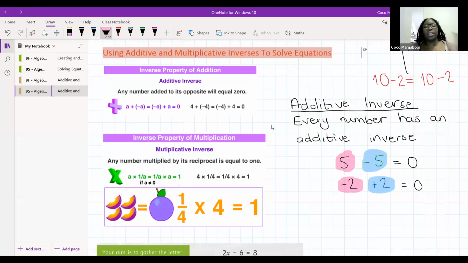Yes, ma'am. Okay, here's one more. If I have 2 over 5, what is the additive inverse of 2 over 5?